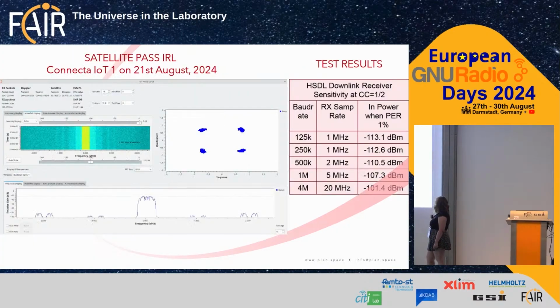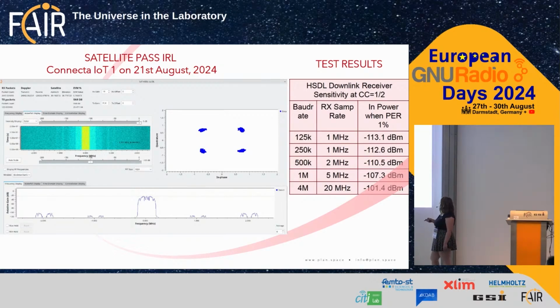On the left here are the results. For a 4 megabaud rate, I have achieved minus 101 dBm of sensitivity level. If you calculate what it is supposed to be using minus 174 plus 10 log baud rate plus noise figure plus implementation loss and minimum SNR, it's actually pretty close to the theoretical value.